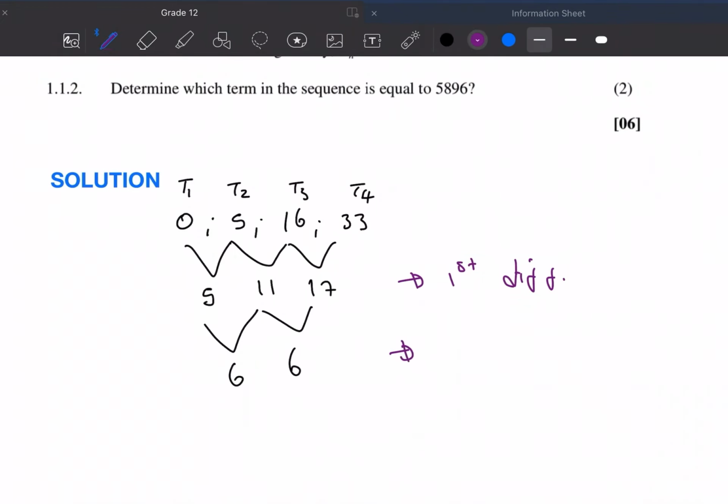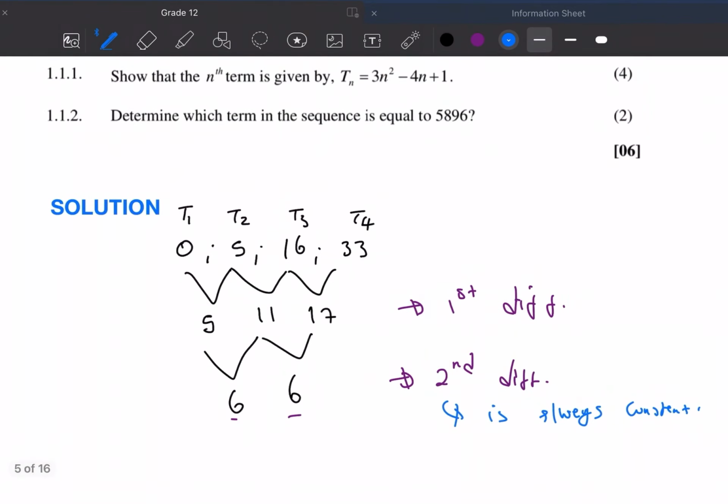What you should expect with the second difference is that you're always going to have the same number. The second difference is constant. You need to know that the second difference is constant. We can actually write that down: the second difference is always constant, meaning it is always going to be the same.